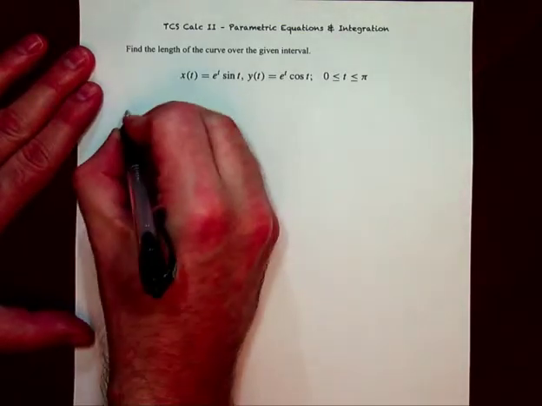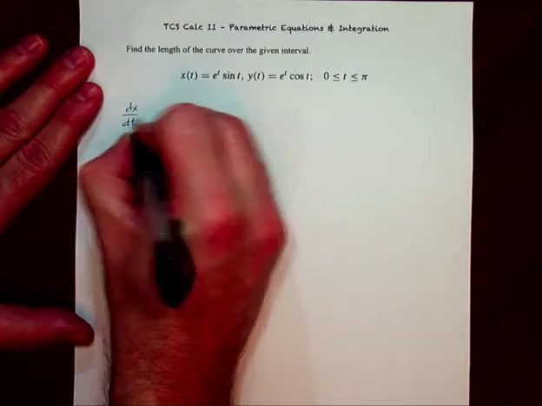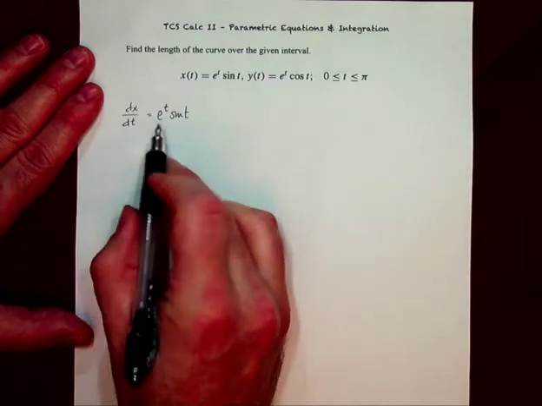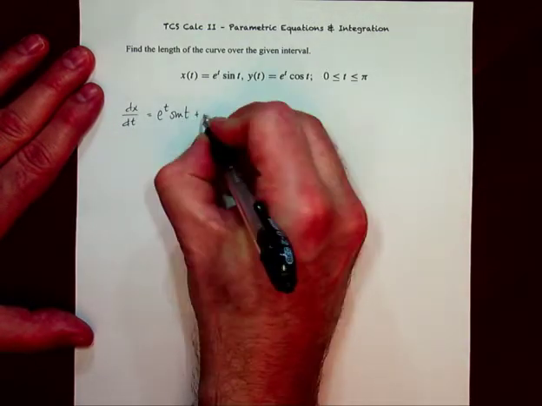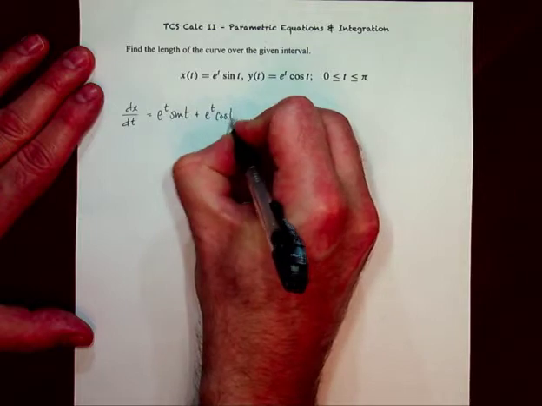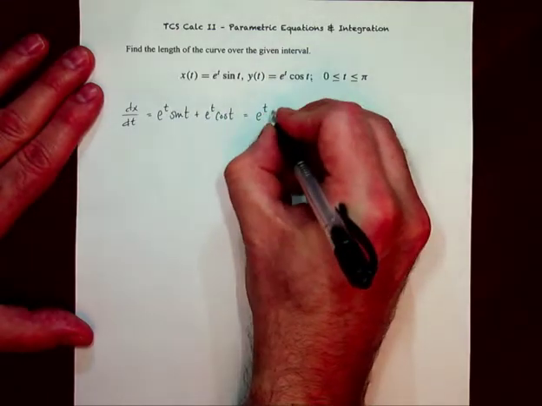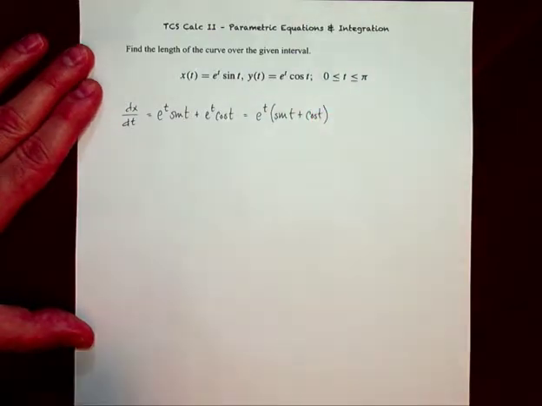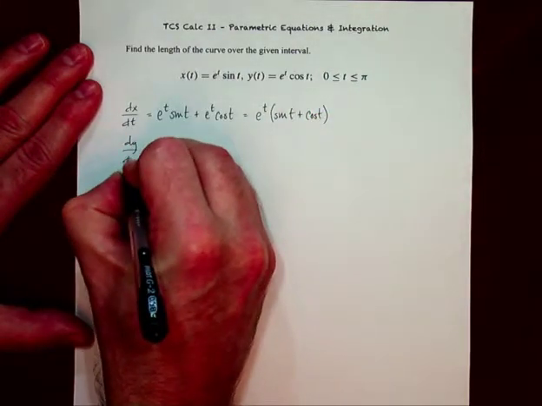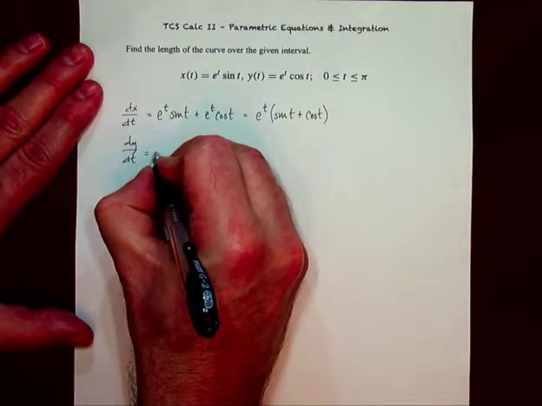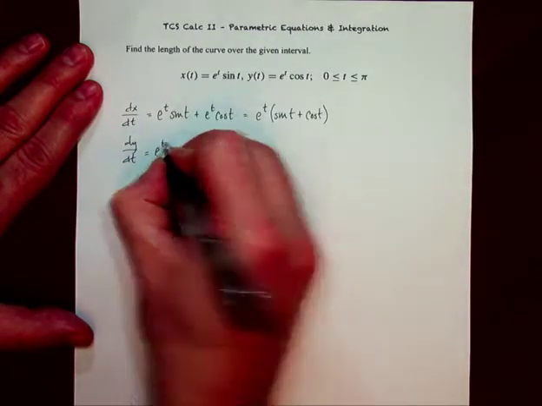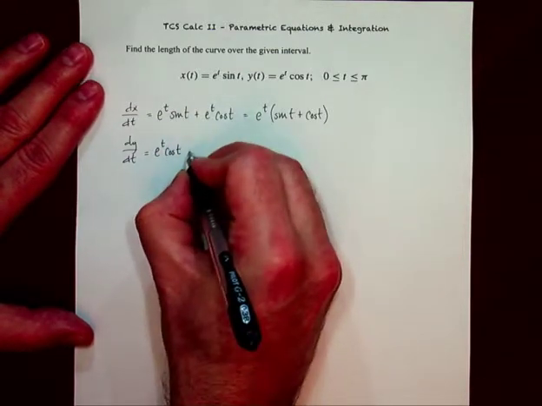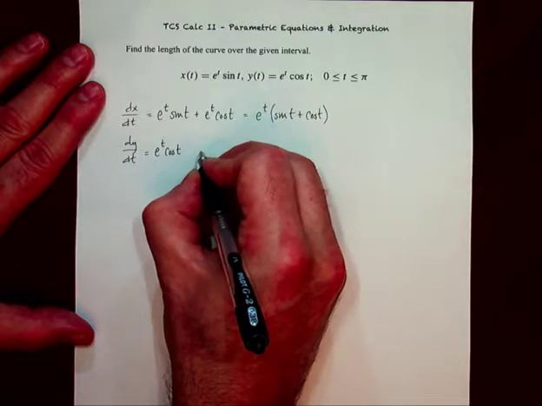So, first thing, of course, that we need is our dx dt. And that becomes e to the t times sine t, so the derivative of the first times the second, plus the first times the derivative of the second. And we can, of course, simplify this to e to the t times sine t plus cosine t by factoring out the e to the t. Now, my dy dt is going to be the derivative of the first times the second, plus the first times the derivative of the second.